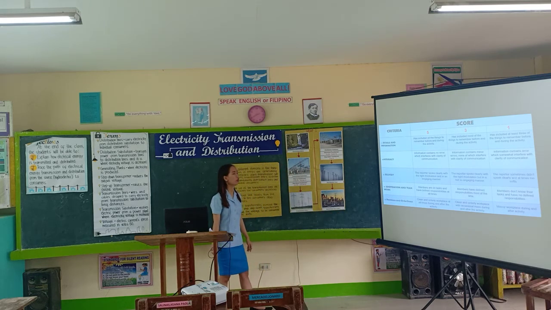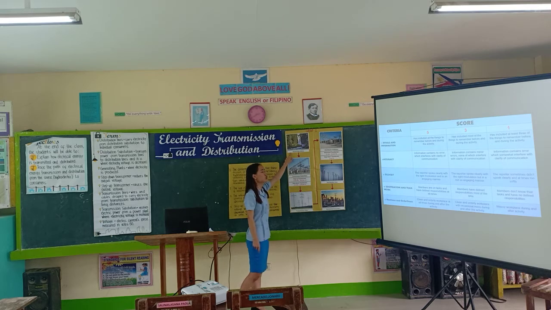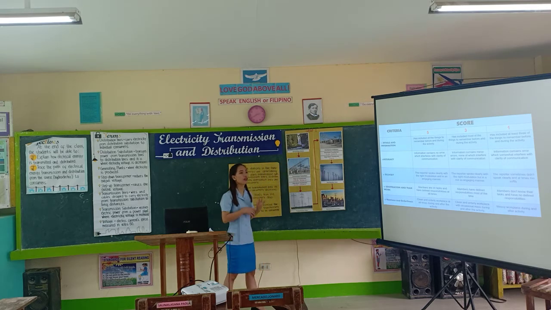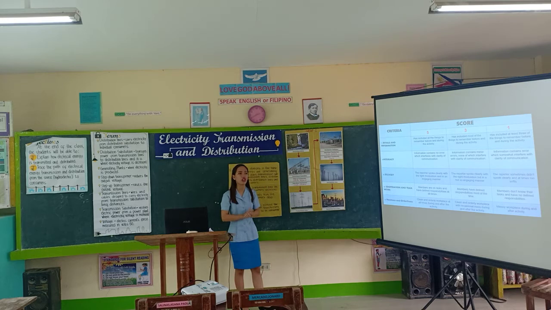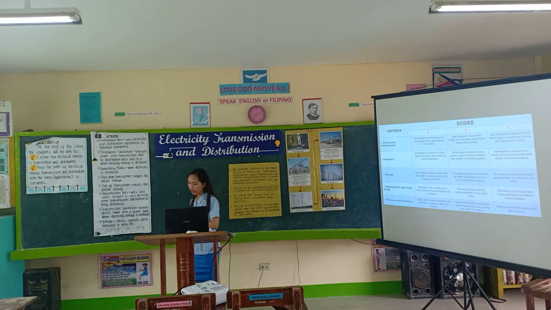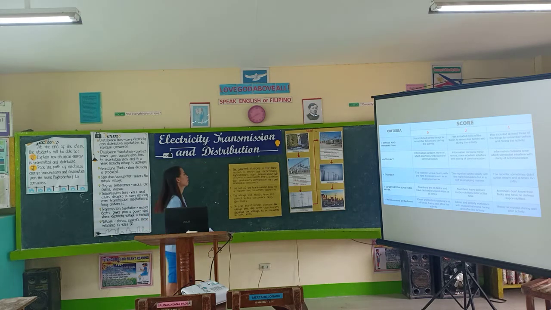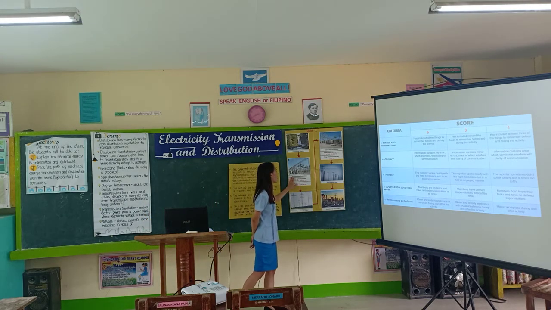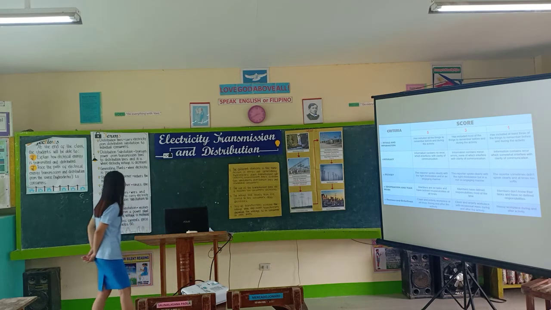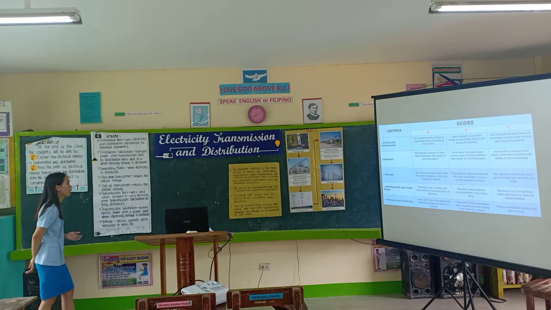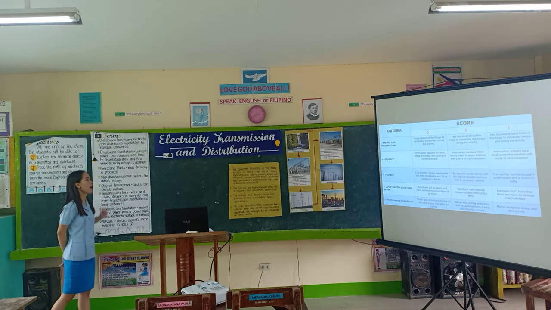What comes first? That's right, it is the generating station. In the generating station, this is where the electricity is being produced and generated. So what's next after the generating station? Okay, the next one is the transmission substation. The transmission substation receives electrical power from the generating station.